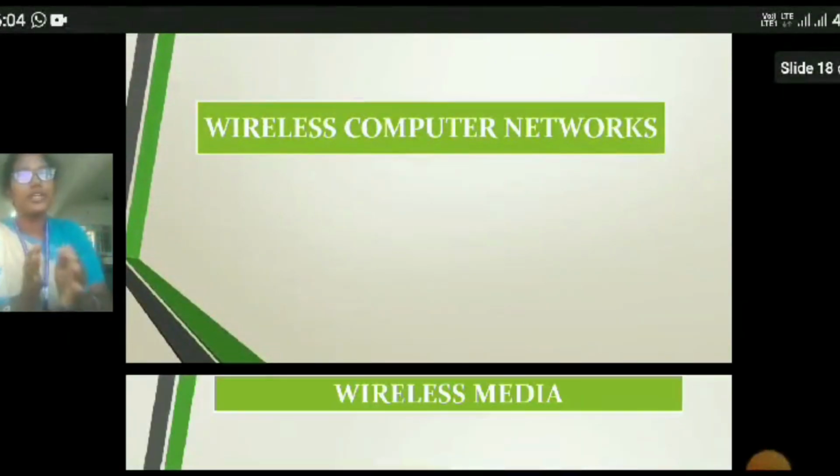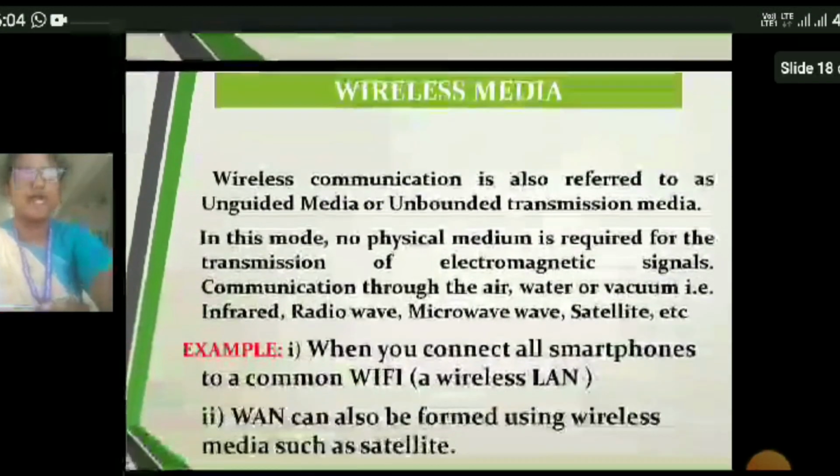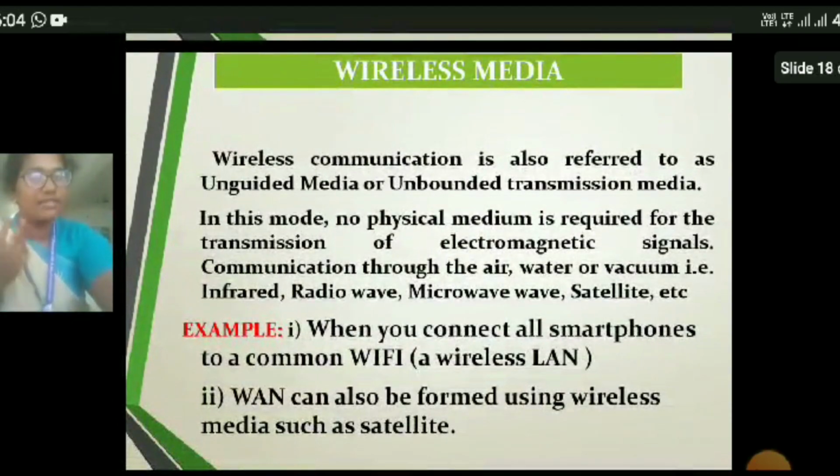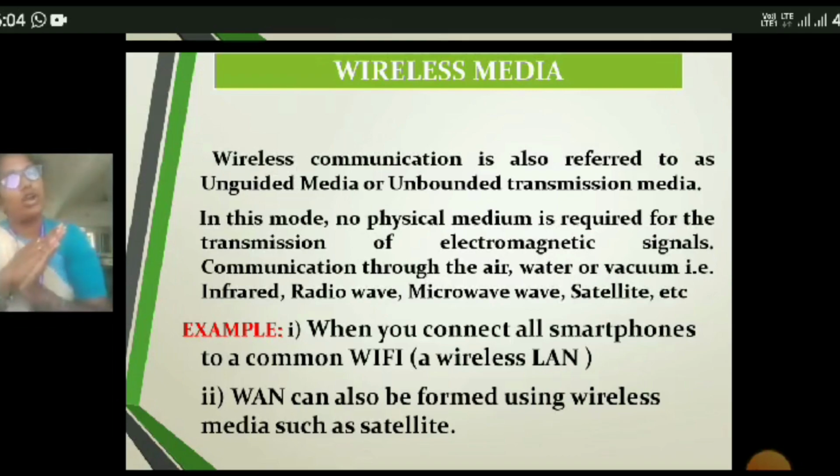Next we are moving to wireless communication networks. As already discussed, we have two types of media, wireless media and wired media. We have discussed wired media. Now we are going to discuss wireless media. Wireless media is also called unguided media because it has no physical medium between the connected devices. It uses electromagnetic signals, communicating through air, water or vacuum.